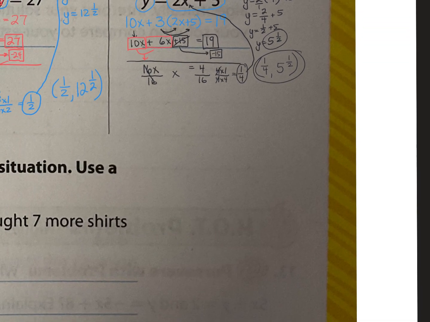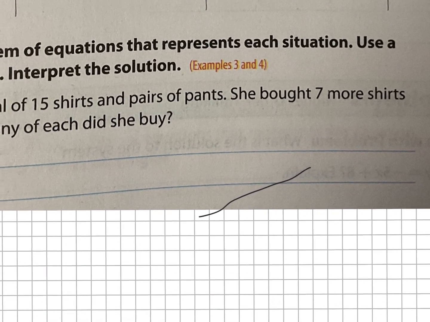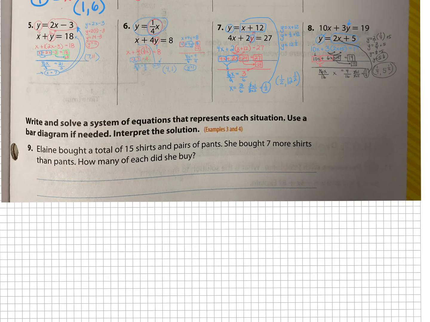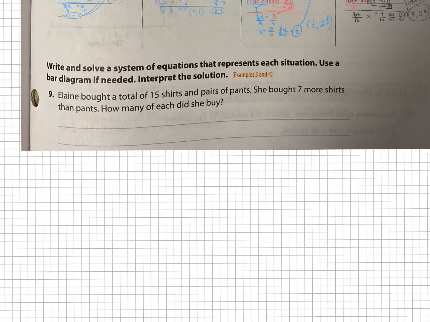Okay, last one. This one's kind of cool. Elaine bought a total of 15 shirts and pants. So I guess if shirts are S and pants are P, then we can say shirts plus pants equals 15. There's one equation, because she bought a total of 15 shirts and pairs of pants. So if you add her shirts and pants together, she has 15 things.